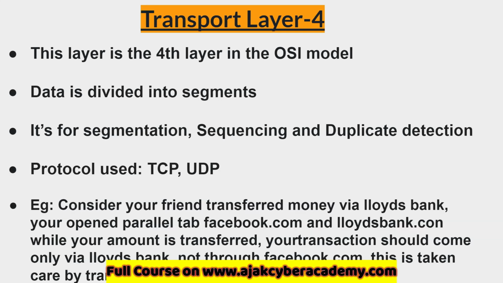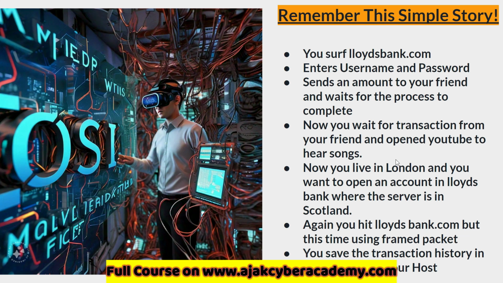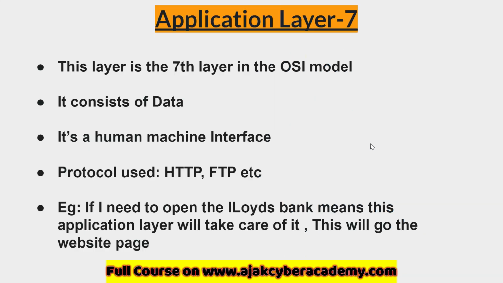So guys, the next layer is the transport layer, which is the 4th layer in the OSI model. This specific layer is especially used for segmentation, sequencing and duplicate detection. That's what this transport layer is used for. Now we can see the story. Now you wait for a transaction from your friend. Your friend is going to send an amount and you're going to wait until then, so you have opened your YouTube to hear songs. So that is the story.